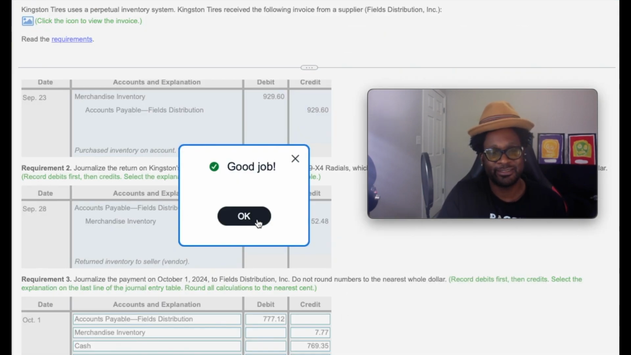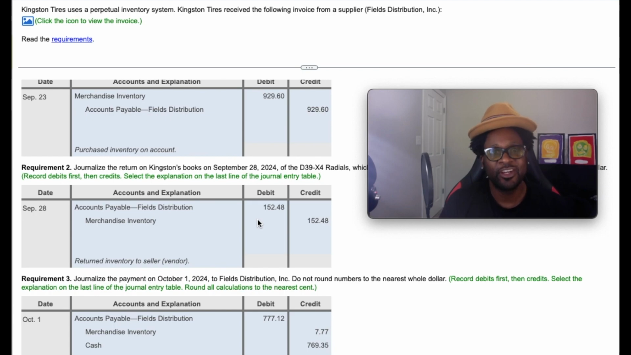Beautiful work, gang. So there you have it. A quick and to the point illustration of how to utilize the invoice and make the proper recordings of the transaction.